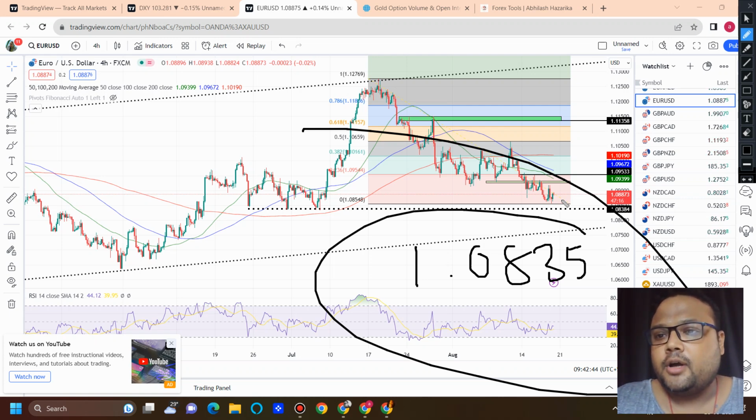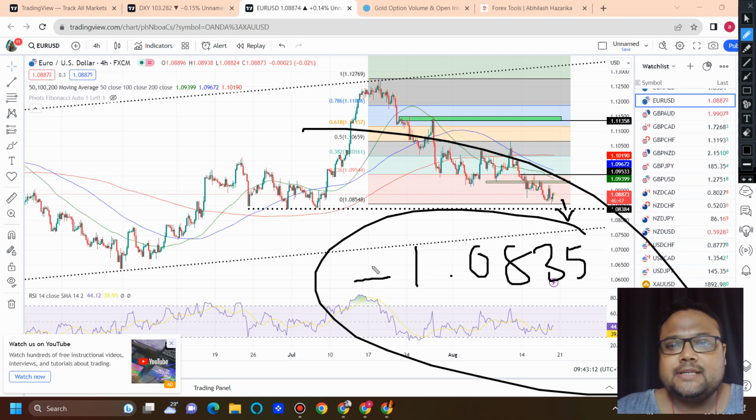So if euro dollar breaks 1.0835, you can look for a quick risky sell position as well. If you have the risk appetite, and you understand risk management properly, you can look for a sell position below 1.0835, because euro dollar will be coming down by another 30 to 40 pips to complete the cycle. So you can look for a quick sell position below 1.0835.